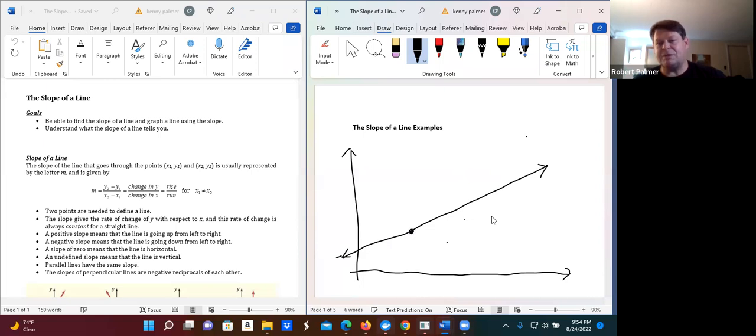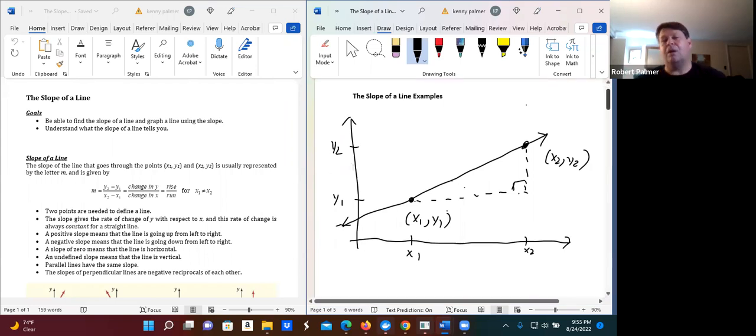Let's imagine we have two points on this line. This is the point we call x1, y1, and this is our point we'll call x2, y2. Now we can make an imaginary right triangle here. Down here, let's put our coordinates. This is our x1, this is our x2, and this is our y1, and this is our y2.